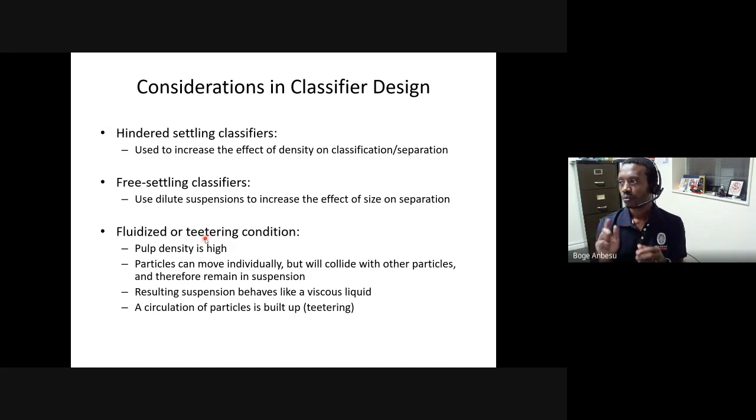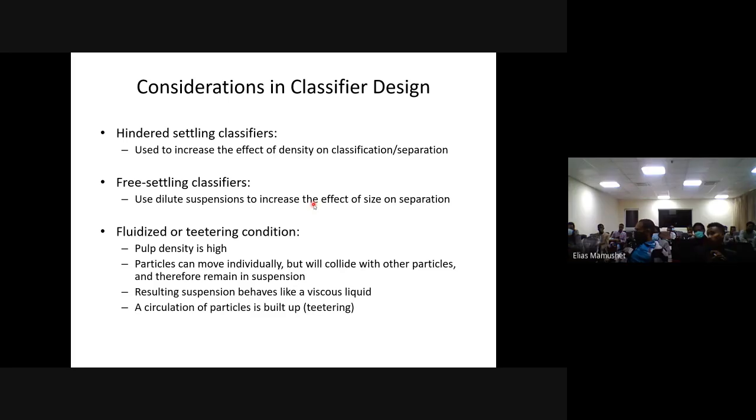Probably one of the main pieces of equipment used as a classifier is a hydrocyclone, and I'll talk about the hydrocyclone and its operation next week, so no stress about it for now. Okay, I think that is it for today.